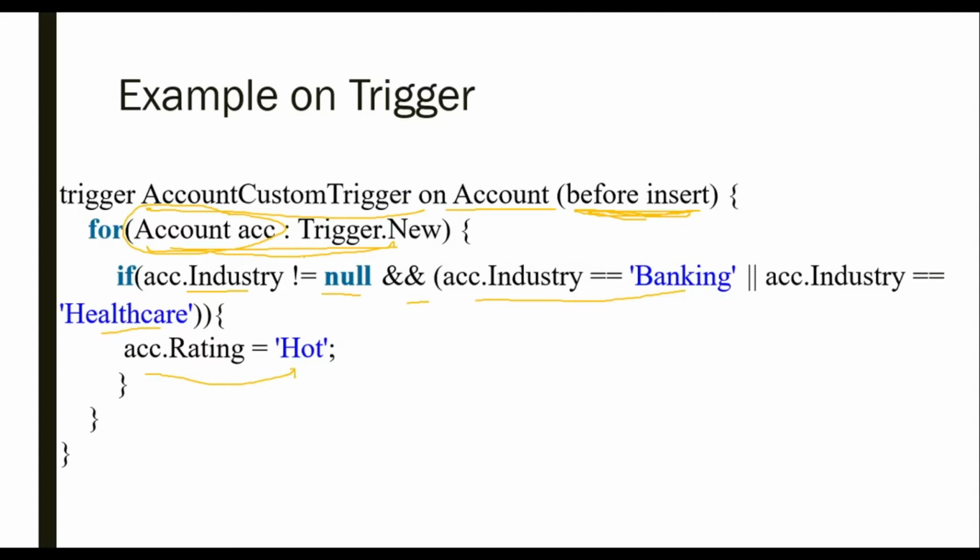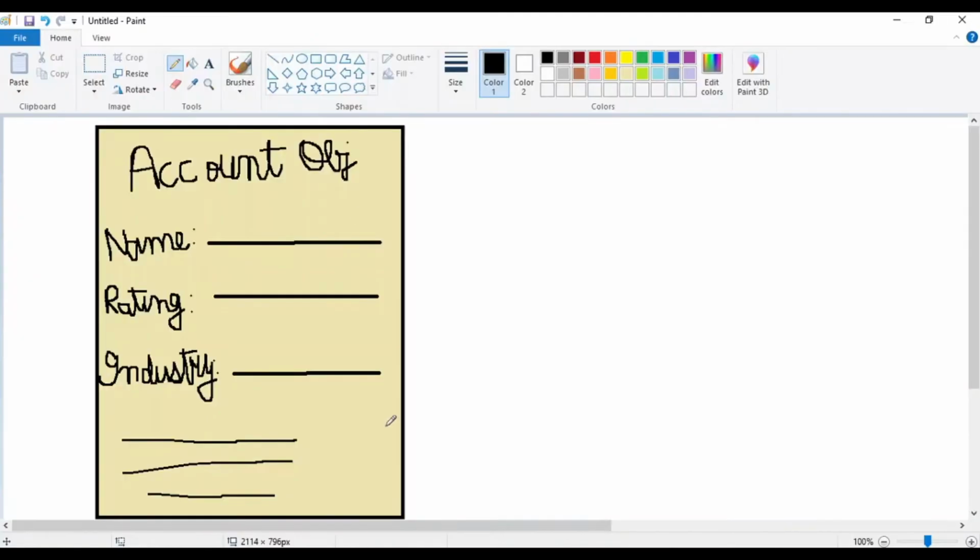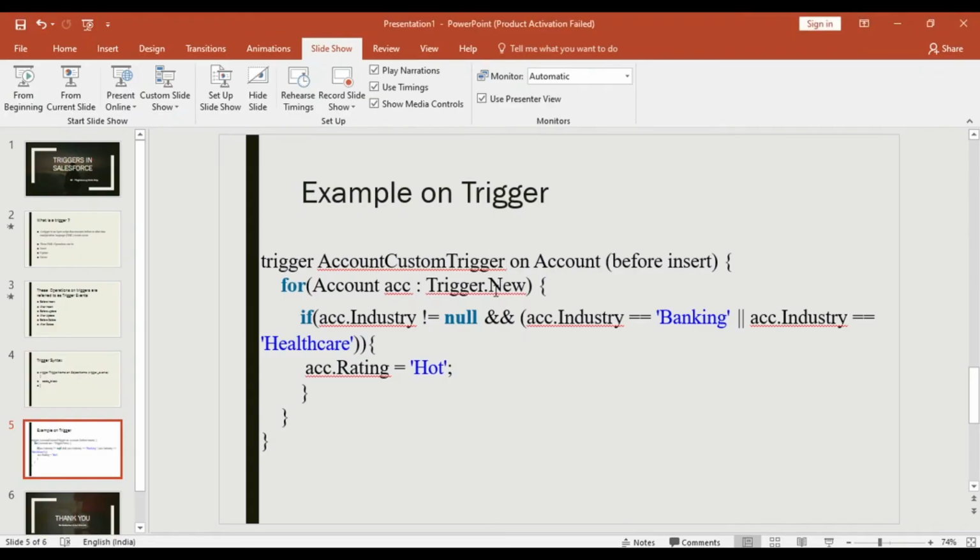What does it tell you? That if your industry is not null and your industry field is banking or healthcare, then populate the rating as hot. How to visualize this code: let us go to Paint and assume that this is the account object that you get when you log into your Salesforce account. In here there are various fields like name, rating, and industry, and several others like email, mailing city, mailing state, etc. When we write Account acc in Trigger.new, it means the new data that a person is sending either through the UI or through the data loader.